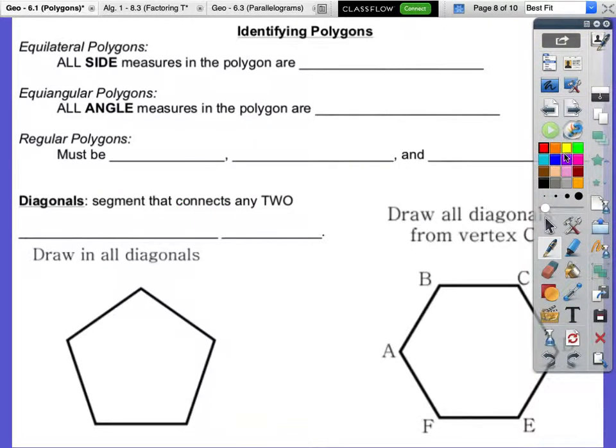That looks like part of a crown. This does? Kind of. Yeah, looks like part of a crown.